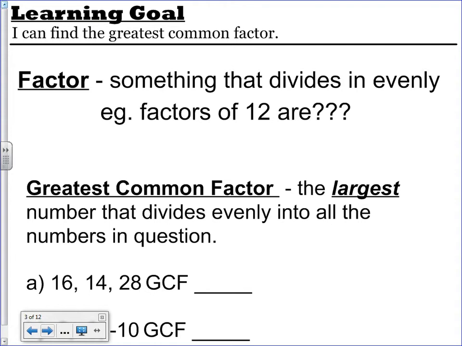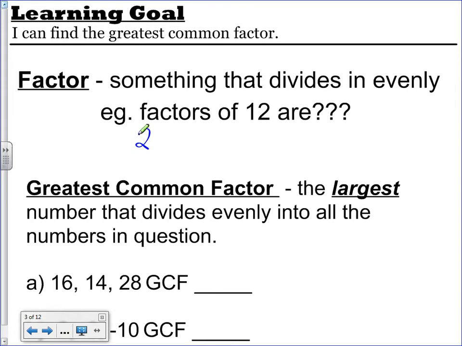Okay, so a factor. A factor is something that divides in evenly, so you'll get an integer if you divide into any number. So if we talk about factors of 12, what are my factors of 12? Give me one factor. Nathan? 2. 2 is a factor of 12.